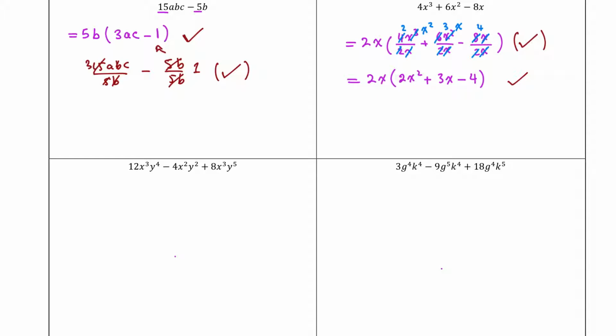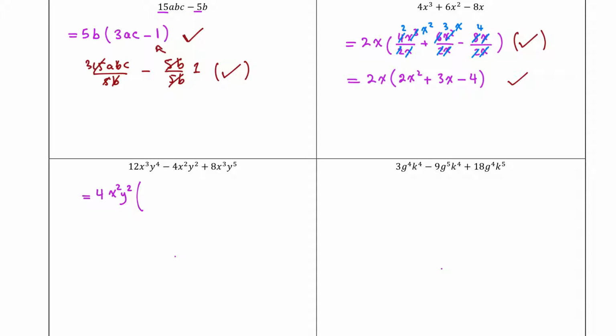Now for the next example, my greatest common factor between 12, 4, and 8 is 4. All of the terms have x in them, and so this one has x, x, and x. And my lowest exponent between 3, 2, and 3 is the 2, so I will keep that here. All of my terms have y, so I will keep that in. And my lowest exponent between 4, 2, and 5 is 2, so I will keep that in.